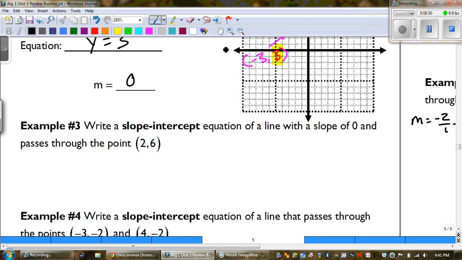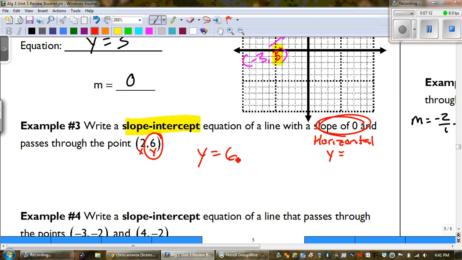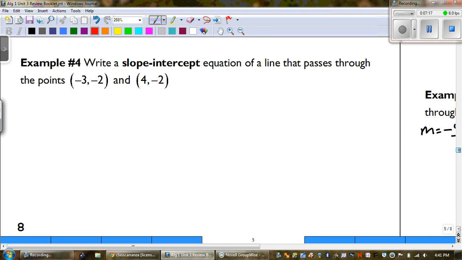Number 3 says write a slope-intercept equation of a line with the slope of 0. Okay, if it's a slope of 0, it's horizontal, and we know it's a y equals. Okay, so we look to see which one's x and which one's y. I know that my equation will be y equals 6. Okay, example number 4. Once again, write a slope-intercept equation of a line that passes through the points -3, 2 and 4, -2.